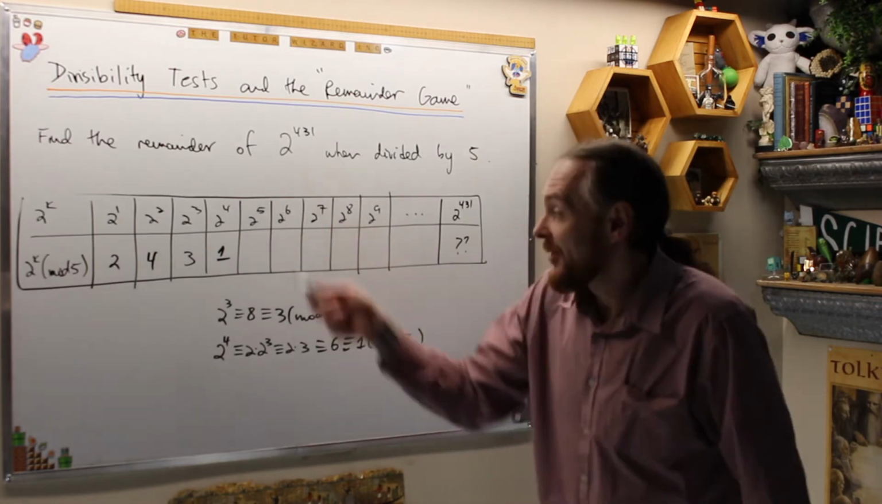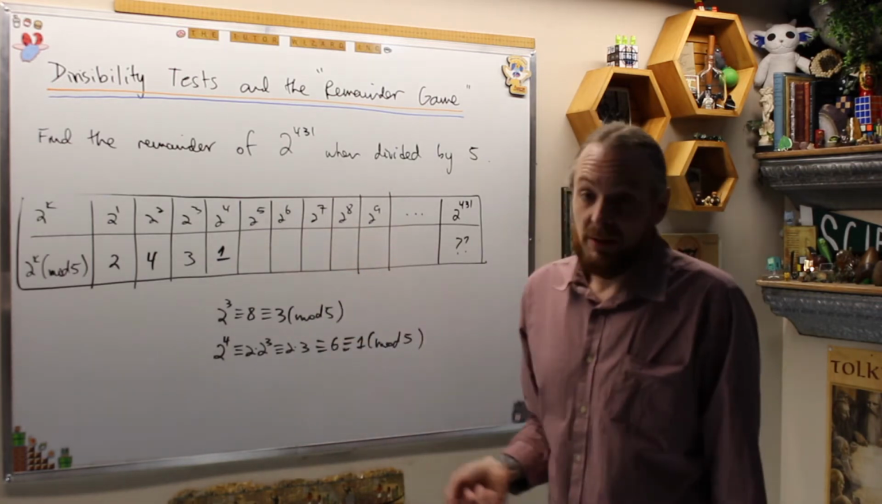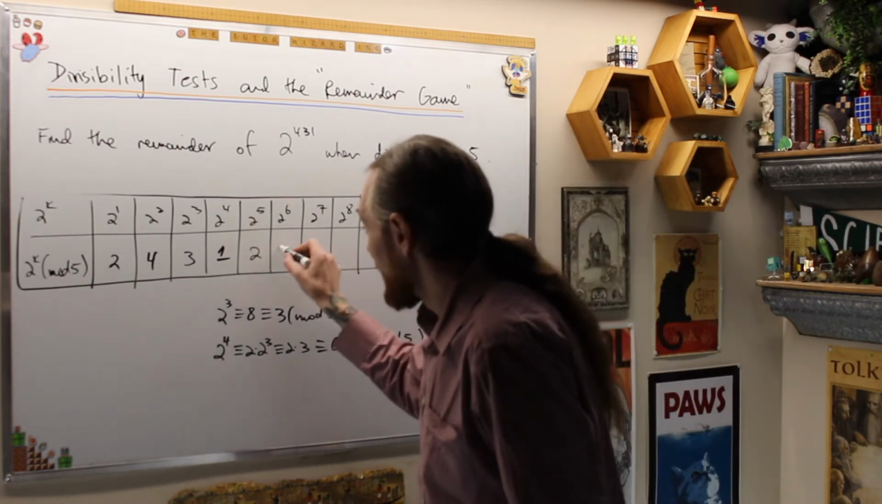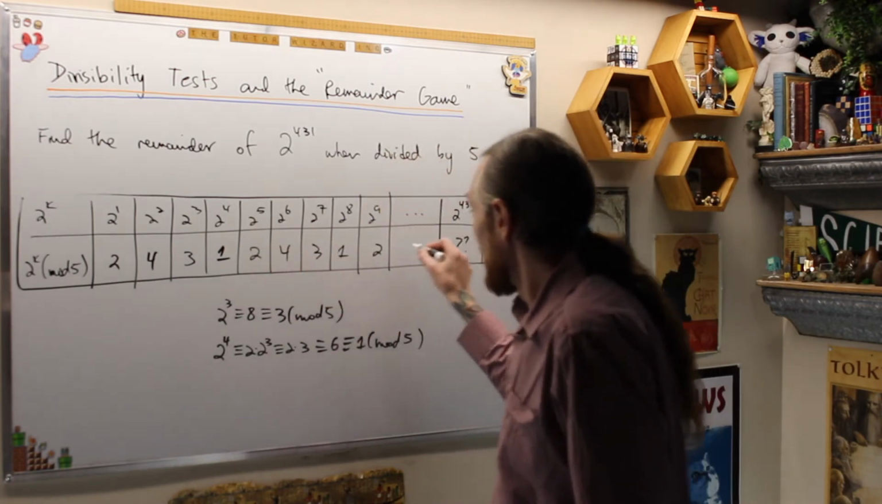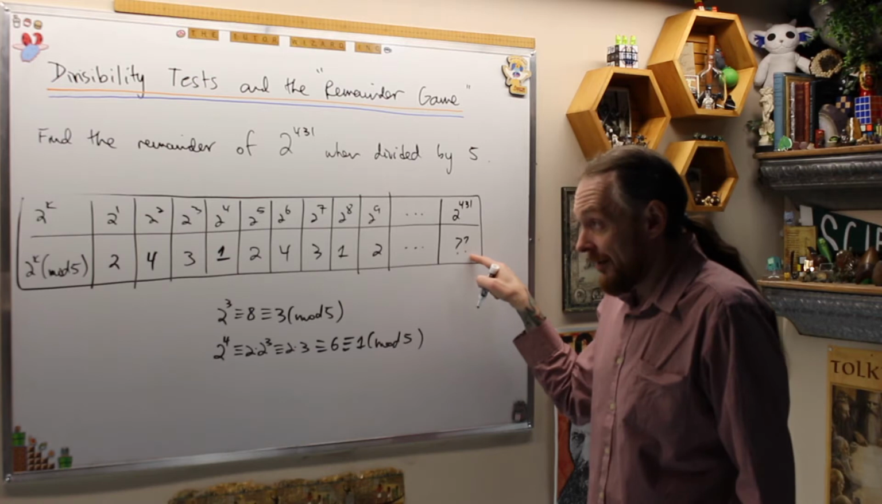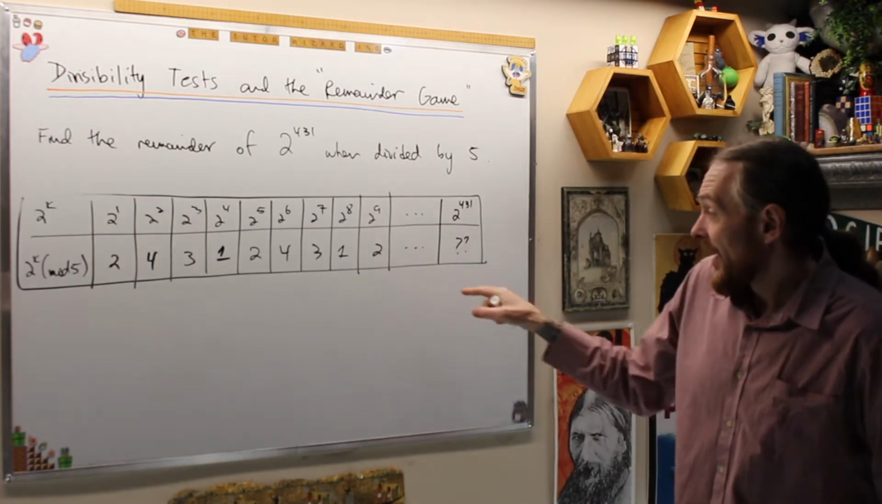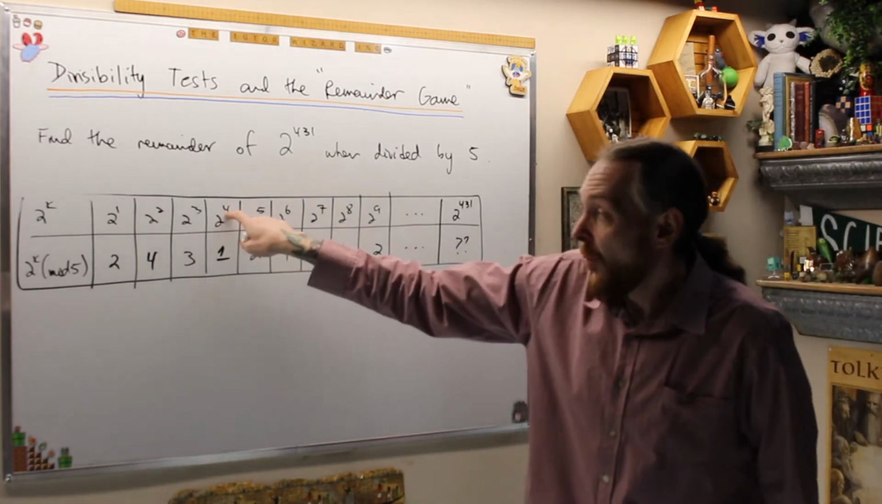We found the first power of 2 which is congruent to 1 modulo 5. And now if you look, this pattern will just repeat itself over and over again. So we want to know where we are here. Because I know 2 to the 4 is congruent to 1, I'm going to look at the 4.